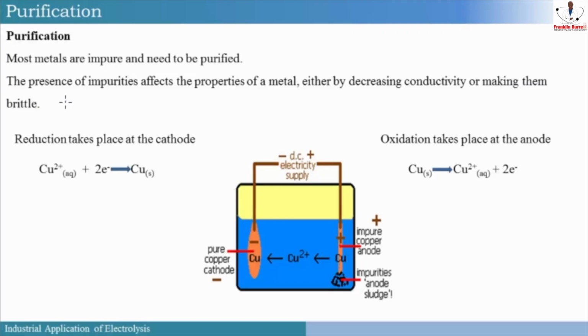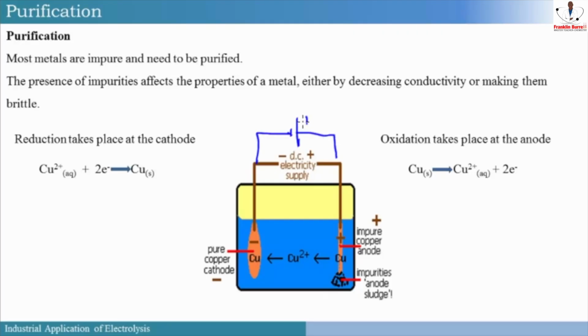Based on what was done already in the process of electrolysis, you would know that we must put our impure metal, using copper as our example, our impure copper, at the anode, which is the positive electrode.